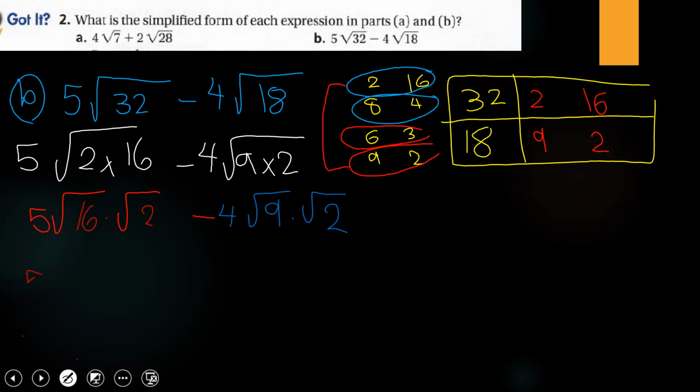Yeah, 5. What is the square root of 16? 4. 4 times the square root of 2 minus 4. What is the square root of 9? 3. 3 square root of 2.